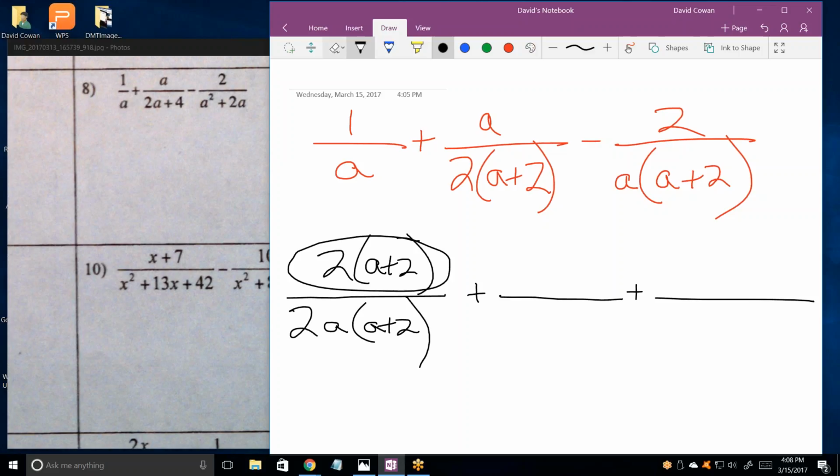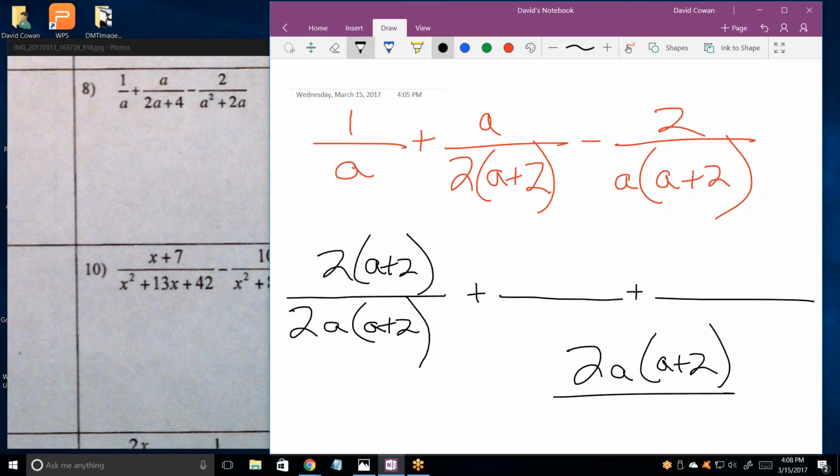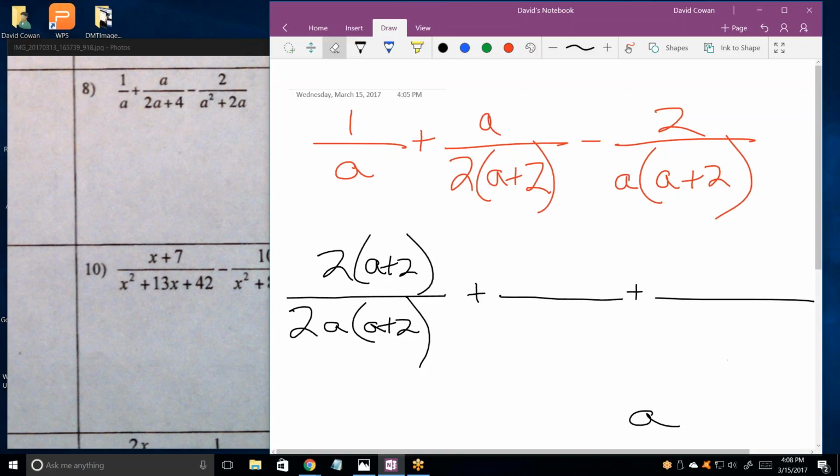Now, let's talk about how I can get that easier. The way I want to get that number is I want to take 2a times a plus 2, that's my common denominator, and I want to divide it by a. Well, that leaves 2 times a plus 2. Okay? So that's the technical way to get it.